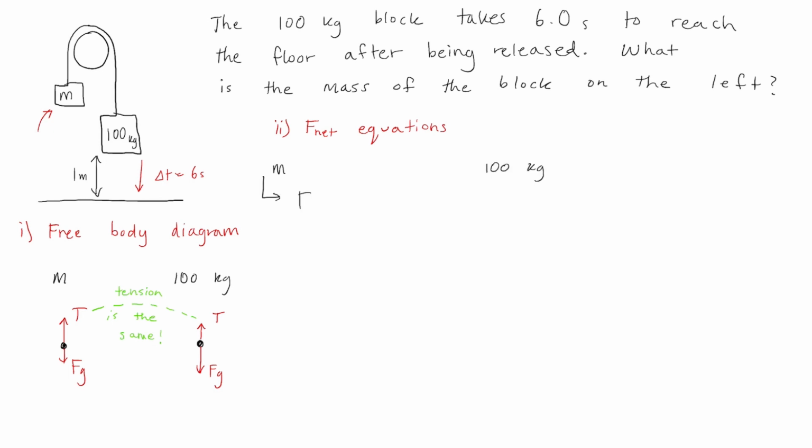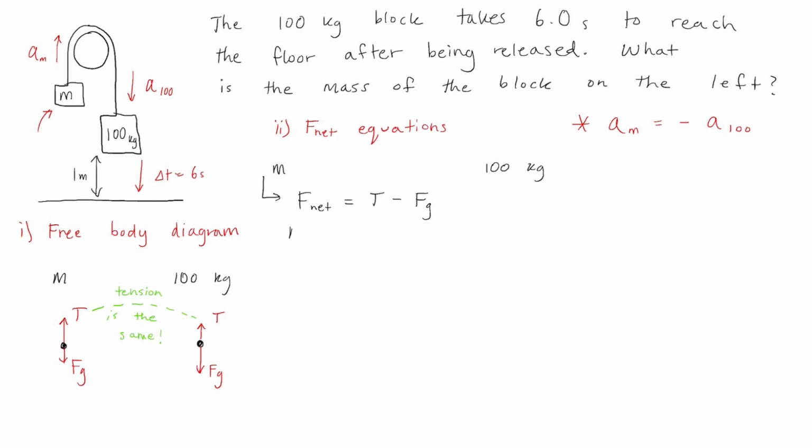Starting with the block on the left, we can see that Fnet is equal to the tension force minus the force of gravity. And now let's think about what's happening here. We are told that the 100-kilogram block is released and it falls to the floor. That means the block on the left is going to accelerate up, while the 100-kilogram block is accelerating down. And remember, because these blocks are connected to a rope and moving together, their accelerations will have the same magnitude, but they will have opposite directions.